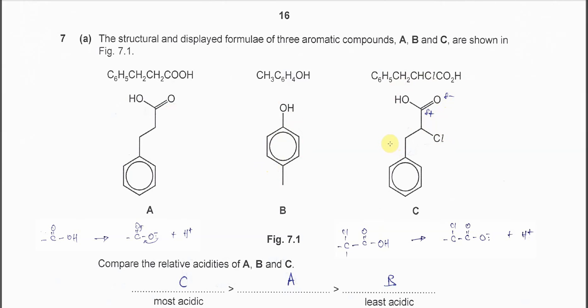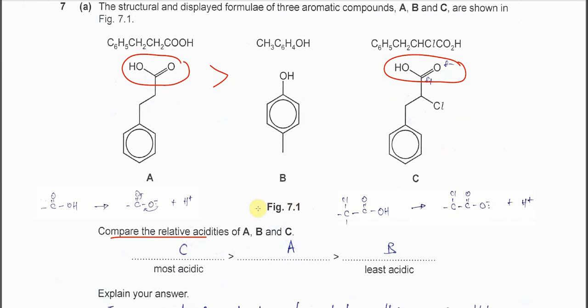First, you need to know which is the stronger acid. Compare the relative acidity, and you must know whether the carboxylic acid is stronger or phenol is stronger. Please remember, carboxylic acid is always stronger than phenol, so it's always more acidic than phenol. After that, you need to compare this carboxylic acid and this carboxylic acid, which one is stronger. The one with chlorine is always the stronger acid. Later I'll tell you the reason.